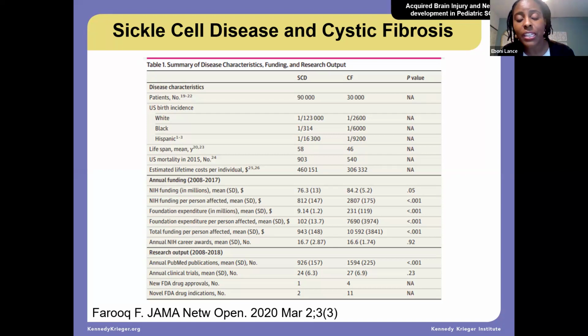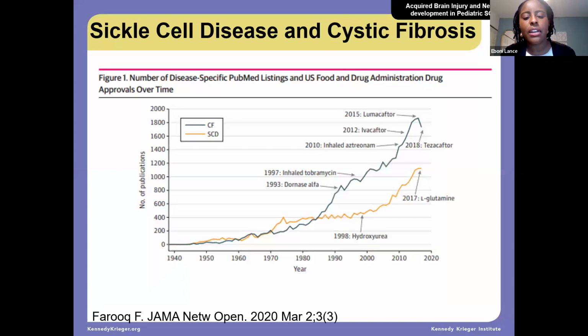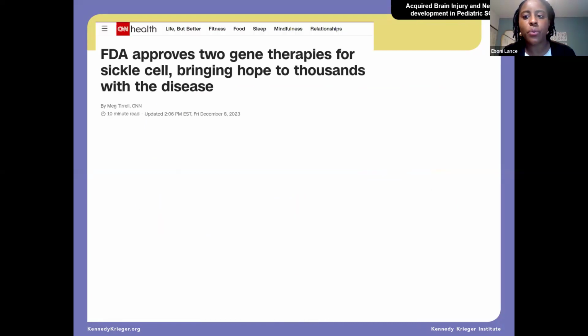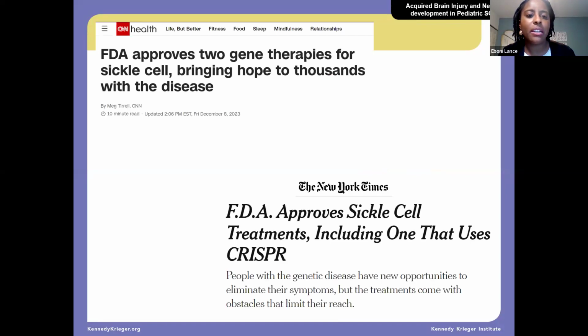Foundation funding is also significantly lower in sickle cell disease, and that's overall and per person affected. And what money can do is it can also determine interest. And so you can see here that there are fewer publications in sickle cell disease in comparison to cystic fibrosis. While they do have similar clinical trials and FDA drug approvals, you can see that over time, that money and that interest has led to a lot more drug approvals over the decades in cystic fibrosis than in sickle cell disease.